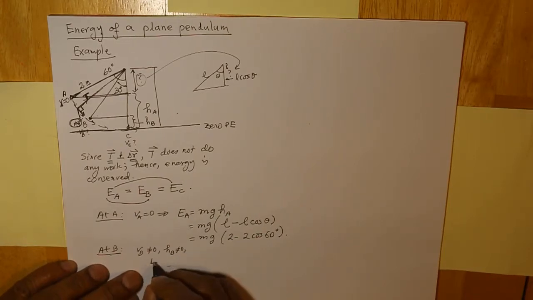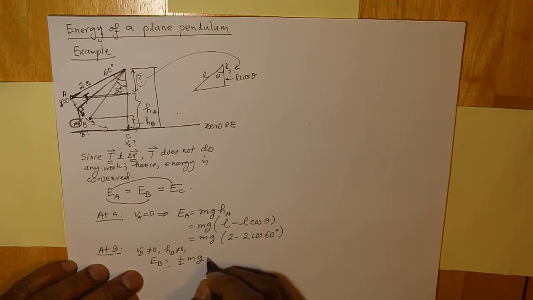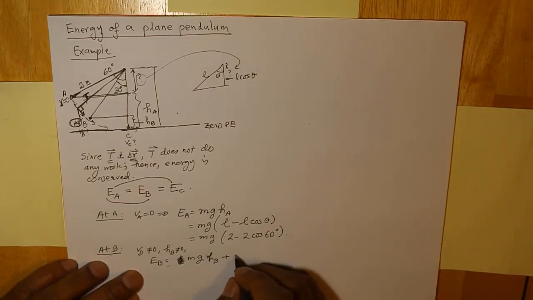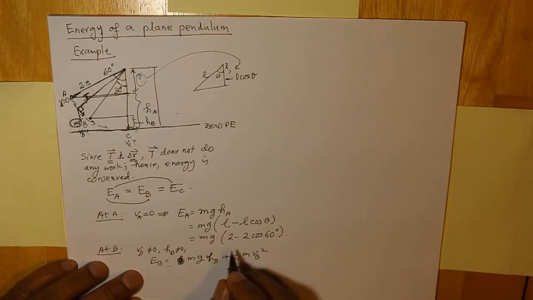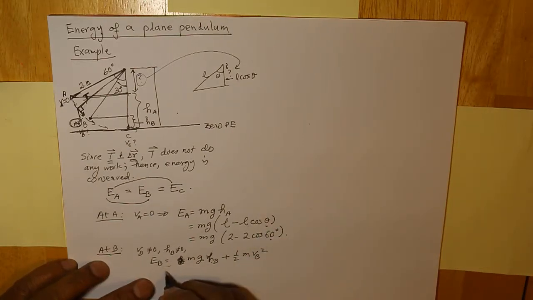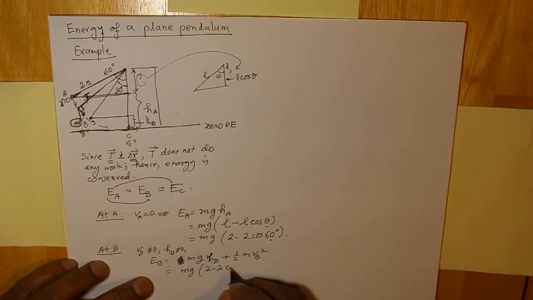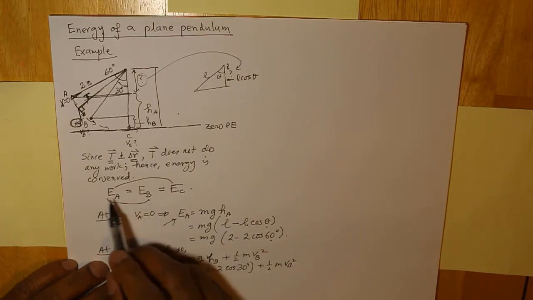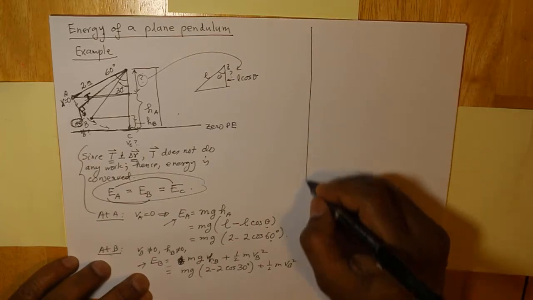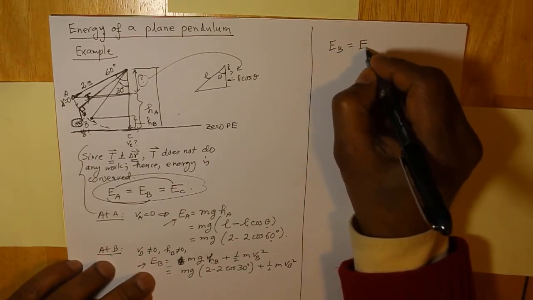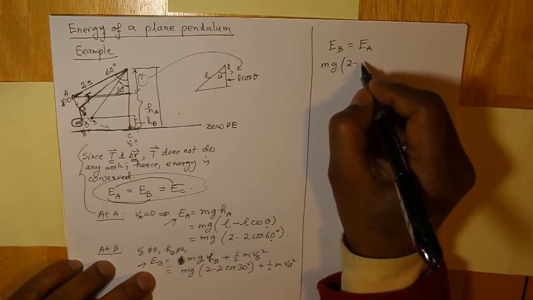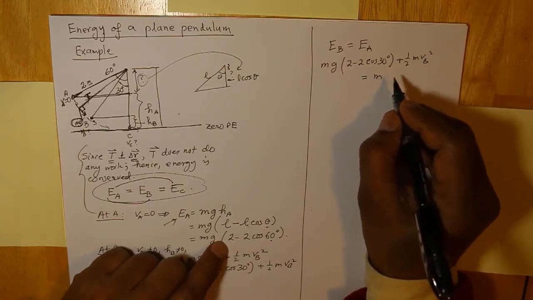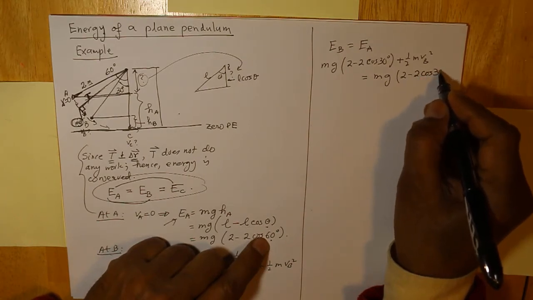So what do we have? E at B is mghB, potential energy there, plus half m vB squared. And this one is going to be the same formula except theta is 30 degrees. So this is going to be mg times 2 minus 2 cosine 30 degrees plus half m vB squared. Now this has to be equal to that, based on our observation about how the energy works. So let's equate that. EB equals EA, that gives me mg times 2 minus 2 cosine 30 degrees plus half m vB squared equal to mg times 2 minus 2 cosine 60 degrees.